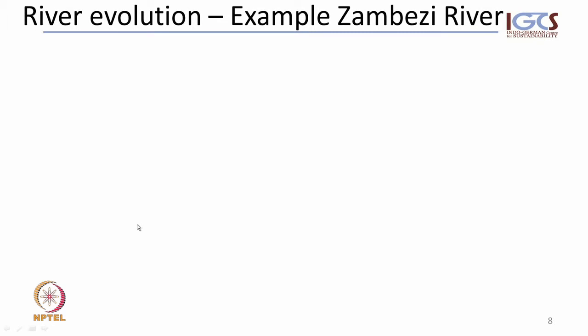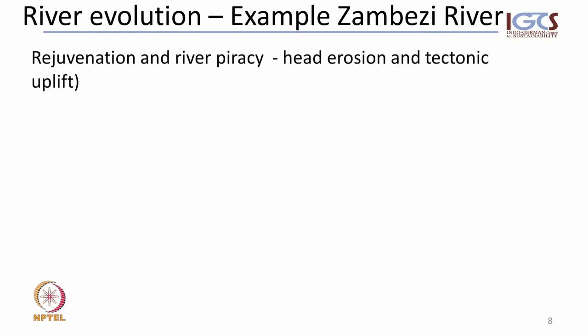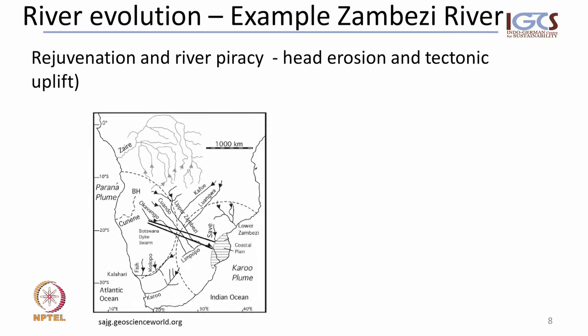This is one example where we can reconstruct the river evolution. And another interesting example I want to demonstrate here is the Zambezi River in southern Africa, one of the major river systems linking about 11 countries, where we can see the rejuvenation and river piracy, so-called, the head erosion and tectonic uplift, and how this changes water systems entirely.